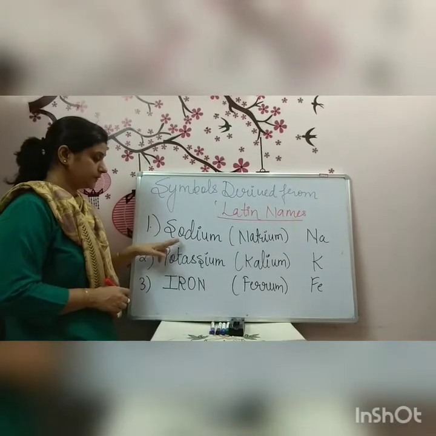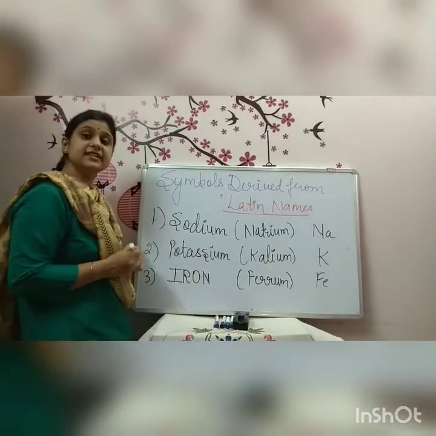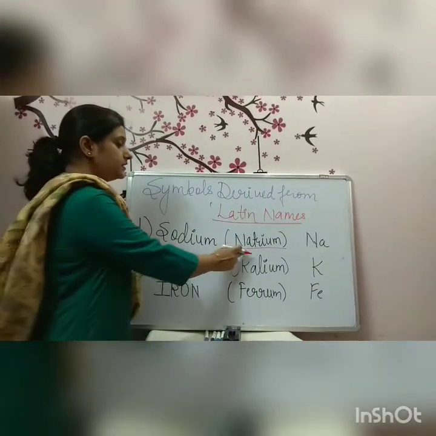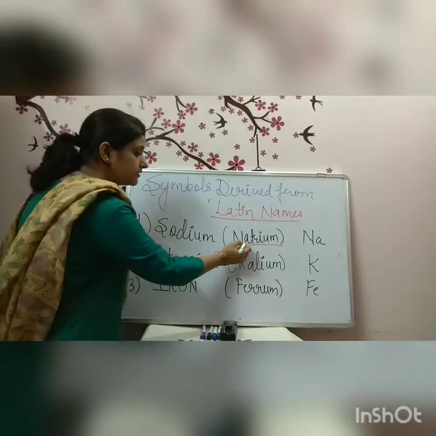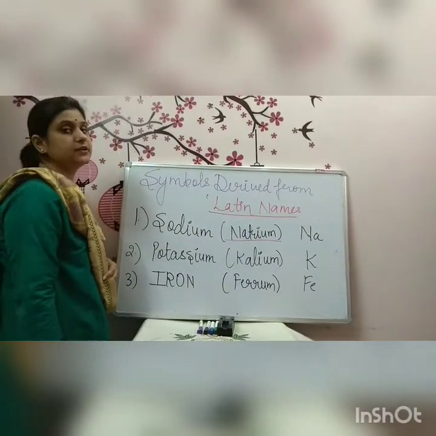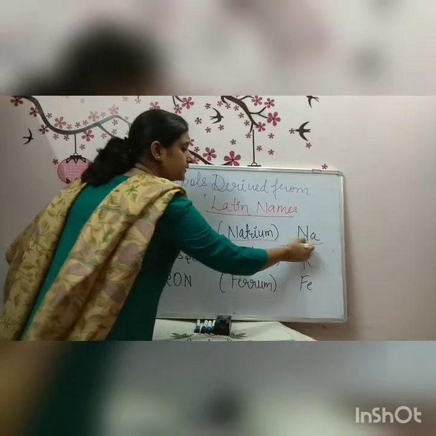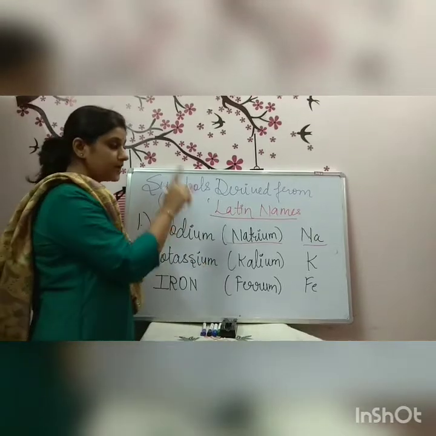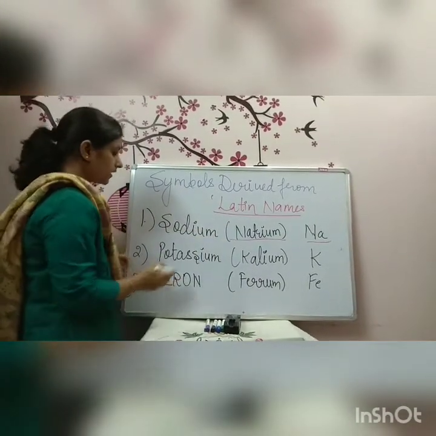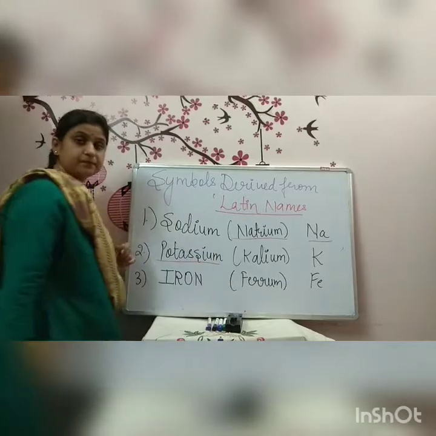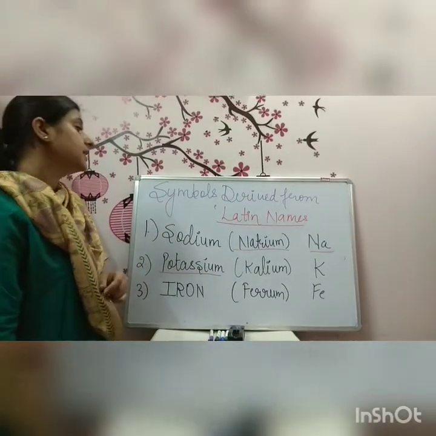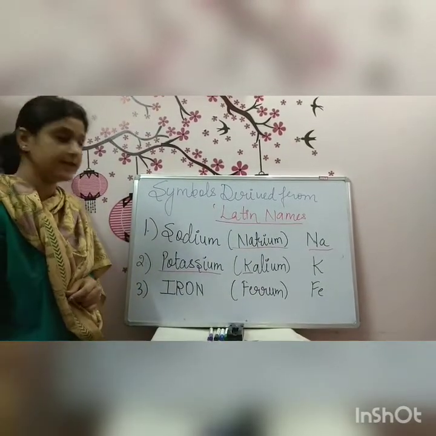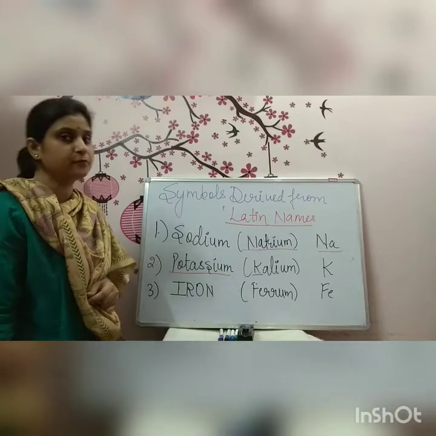For example, sodium. When we talk about sodium, its Latin name is natrium. In the language of Latin, the name is natrium. And here we have taken the first two letters of the Latin name to represent its symbol, that is Na. Again, you can see that N is the capital one and the second letter is the small one. The next example is potassium. When we talk about potassium, its Latin name is kalium, and here we have used the first letter of its Latin name, that is K, as the symbol of potassium.